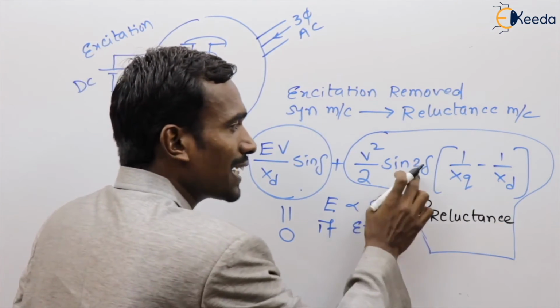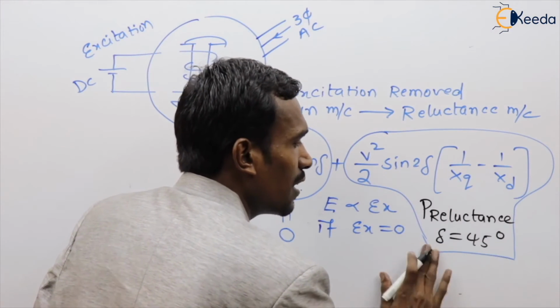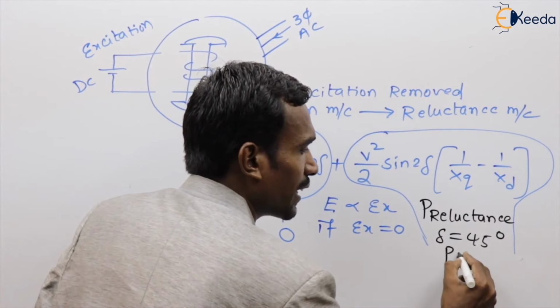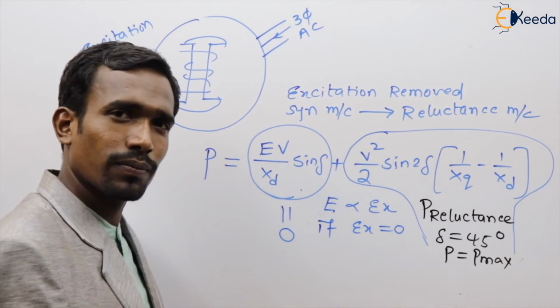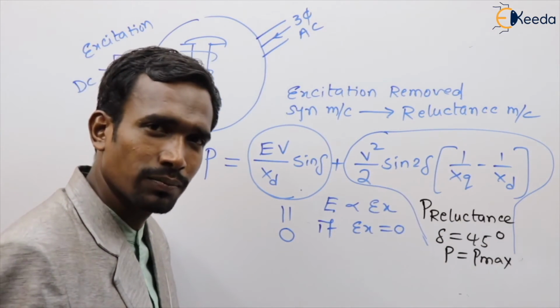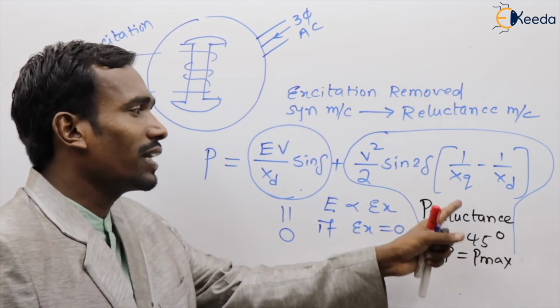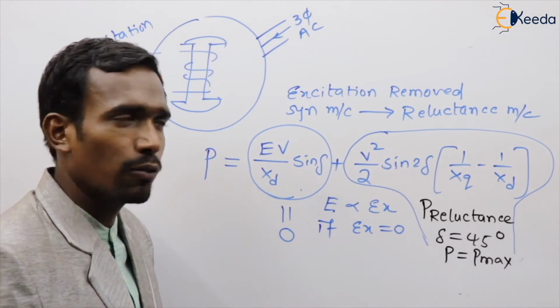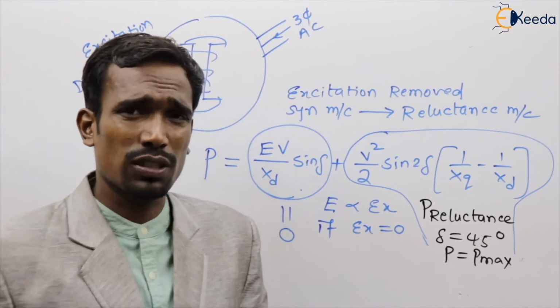This power is maximum when delta is equal to 45 degrees. So when delta is 45, the reluctance power is maximum. At delta 0, the power is 0. This power is the reluctance power. Very important.